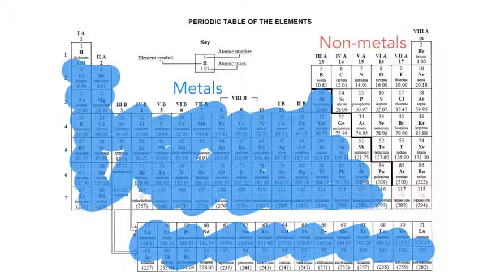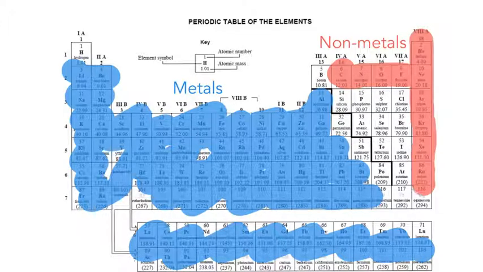Now our nonmetals are actually a much smaller group than our metals. So they are these, and these. So just looking at it visually, we can see we have much more metals than nonmetals.